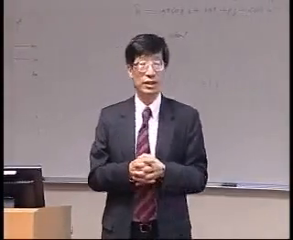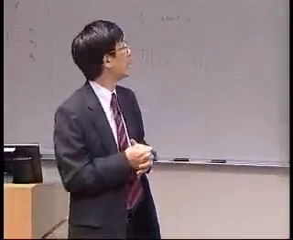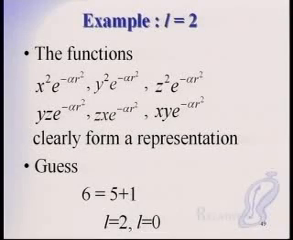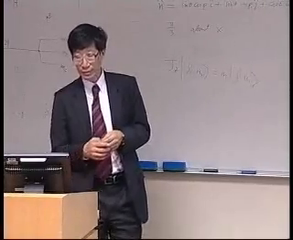This actually goes back to the example I started off earlier. I take the space of all quadratic functions times a Gaussian in R. These 6 functions clearly form a representation by the argument I gave earlier, because quadratics turn into quadratics under rotation. And we guess that the 6 must break up into 5 plus 1. I have actually told you that earlier today. The 5 must correspond to L equals 2, because 5 is related to 2L plus 1. And the 1 must correspond to L equals 0. In other words, a D state and an S state.